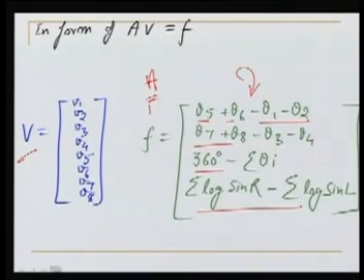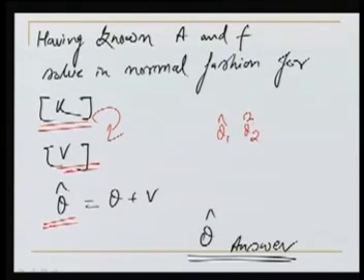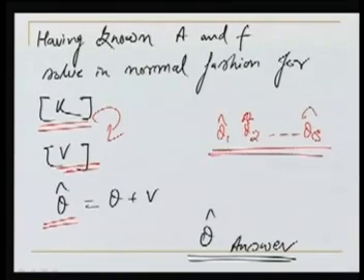Once A and F are known, we know how to solve for it. We can find K, then once we know K, we can find V, and once V is determined, we can find the values of theta 1 hat, theta 2 hat and so on, up to theta 8 hat. All these adjusted observations can be determined. So what we have seen is that the base quadrilateral can also be adjusted by this condition equation method.